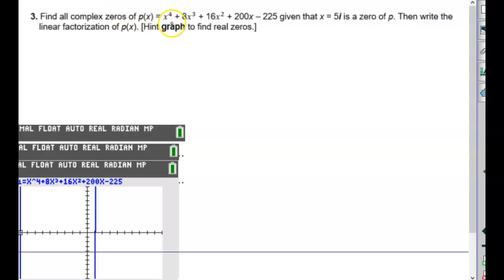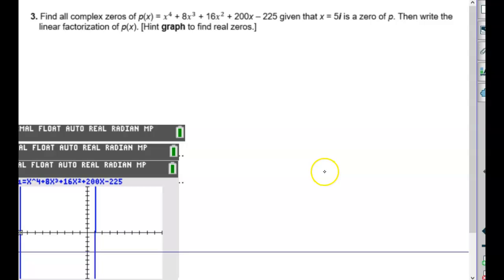Find all complex zeros of x to the fourth plus 8x cubed plus 16x squared plus 200x minus 225, given that 5i is a zero. Well, if I were to make you go back to yesterday and list all the possible rational zeros, what would we have to list?